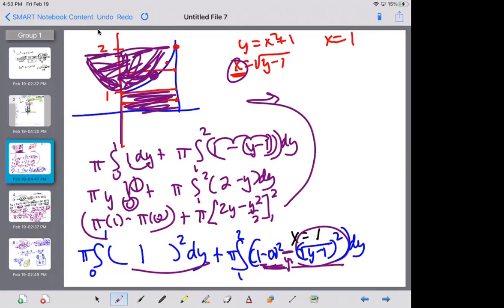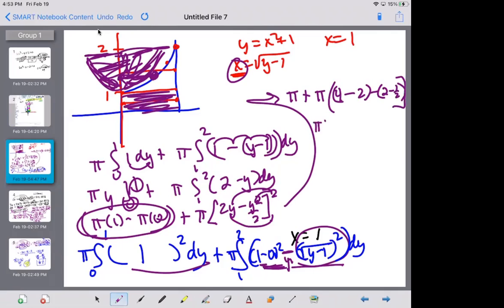Let's carry it up here. This part is just pi plus pi times 2 times 2 is 4 minus 2. Don't neglect filling in 1. So it's going to be 2 minus 1/2. So I have pi plus pi times 2 minus 1.5. So I have pi plus pi times 0.5. And so I end up with 1.5 pi, or 3/2 pi, would be the volume of this shaped figure that we probably should try to type into my really cool app.